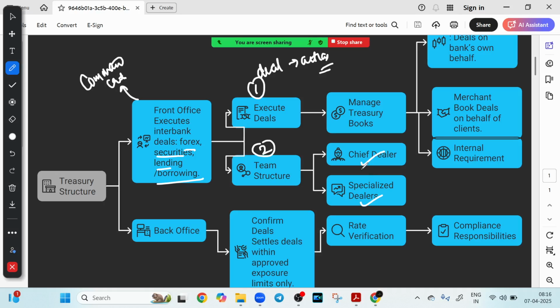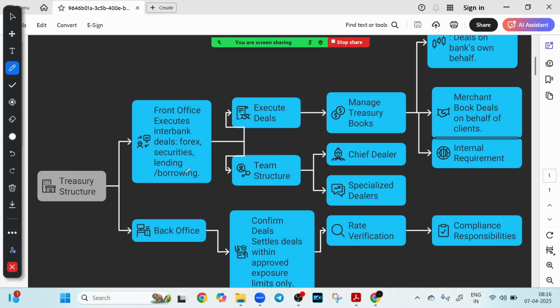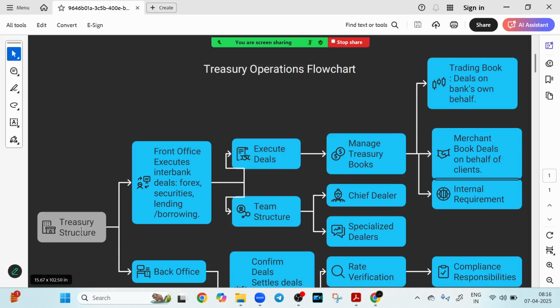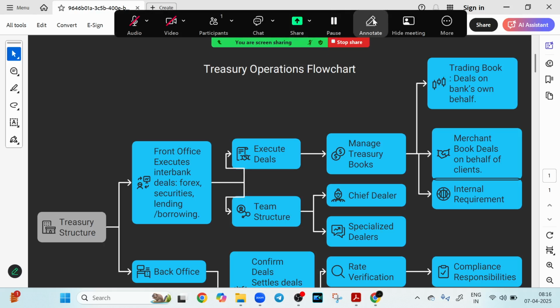Next comes managing the treasury book. Here you can see how we manage the treasury book. All executed deals are recorded and managed properly in the treasury book to track performance and risk exposure. This management gives rise to two types of books.